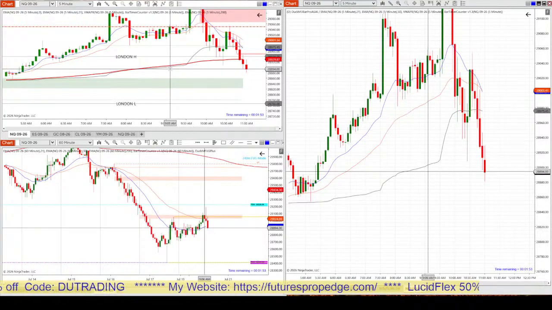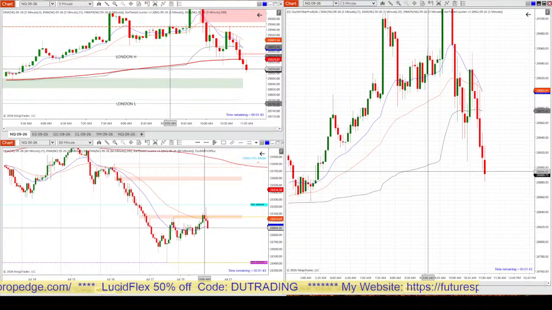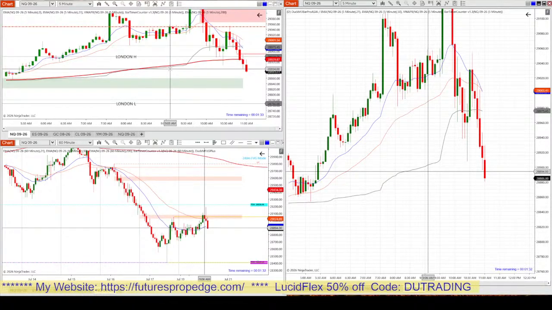The most important thing is you manage your risk. You don't put too large of a size unless you are trading with micros. You can put a little bit bigger size. But let's say if you're trading with a 50K, you don't want to put too large of a size.